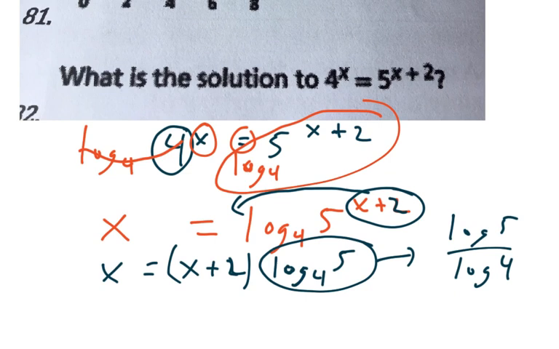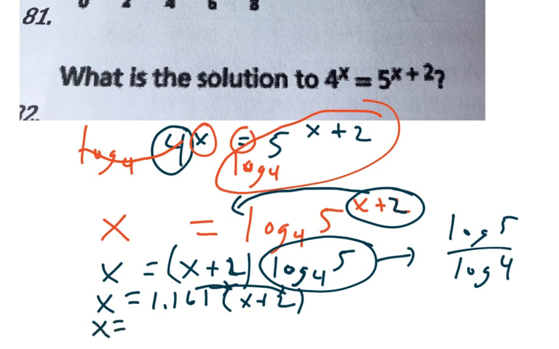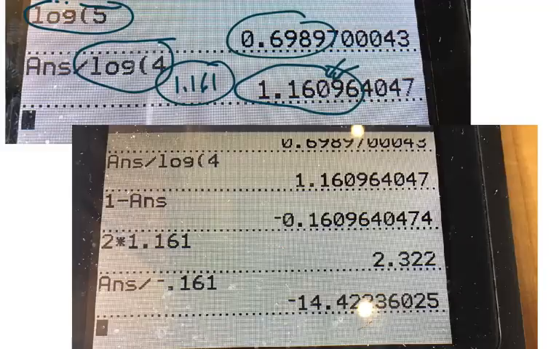Okay, so now what? Well, what we have here is x equal to 1.161 times x plus 2. And I can distribute this 1.161. And what I'm going to get is x equal to 1.161x plus 1.161 times 2. From there, sorry I kind of ran out of room here, guys. I'm going to clear part of the screen, so pause it if you want to copy any of this down. Okay, hopefully I gave myself enough room here.